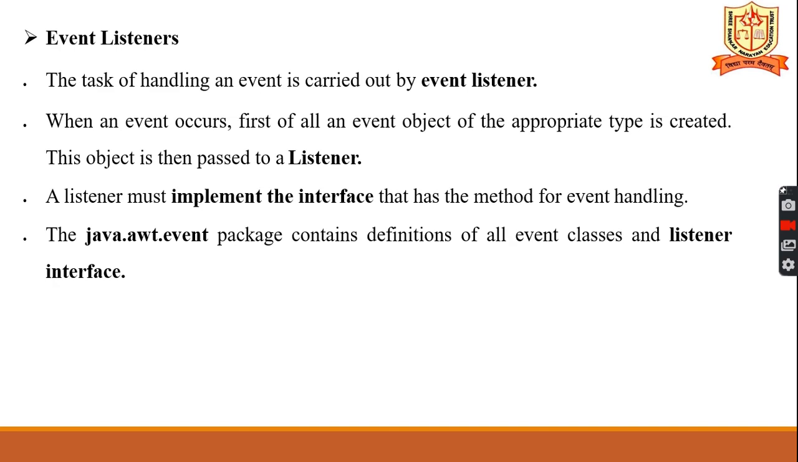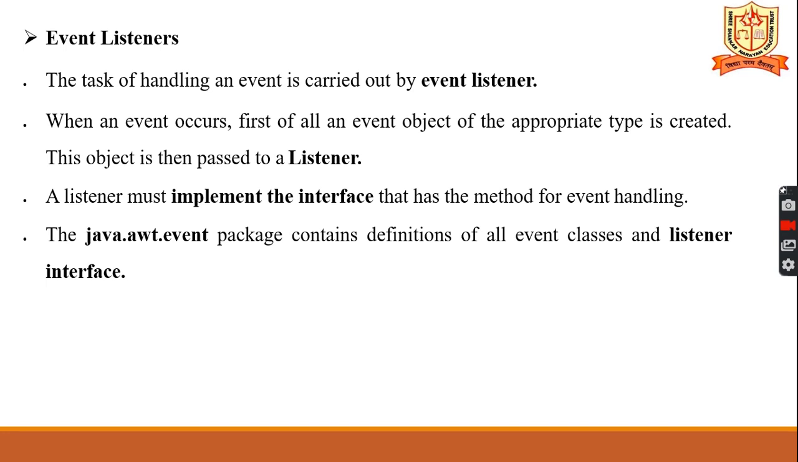Event listener: the task of handling the event is carried out by the event listener. When an event occurs, first of all, an event object of the appropriate type is created. This object is then passed to a listener. A listener must implement the interface that has a method for event handling. The java.awt.event package contains the definitions of all the event classes and the listener interfaces.